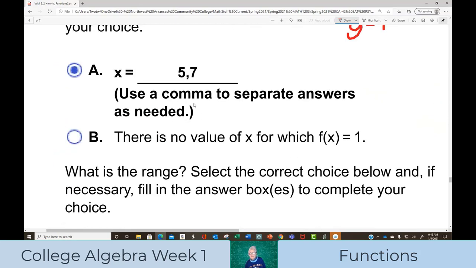So that's why the answer is 5 and 7. Notice how they write it. They don't put parentheses around it. That would say you've got a point, the point 5, 7. That would be totally wrong. You're listing the x coordinates that match up with the y coordinate 1.